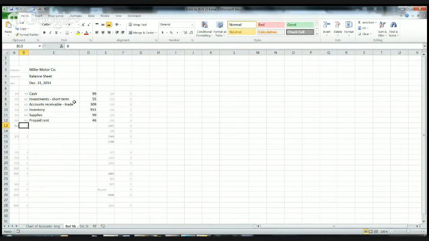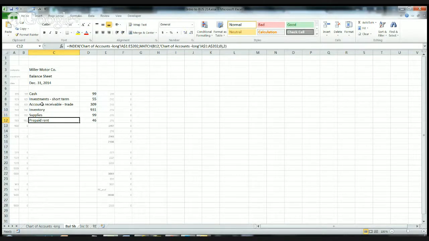The point I want to make here is assets have future benefits. There's a future benefit to an asset. So what's the benefit of an investment? I can sell it. What's the benefit of a receivable? I'm going to receive cash. Somebody's going to pay me cash in the future. Inventory, I can sell it. Supplies, paper, pencils, well, I'm not going to have to buy them for a while.